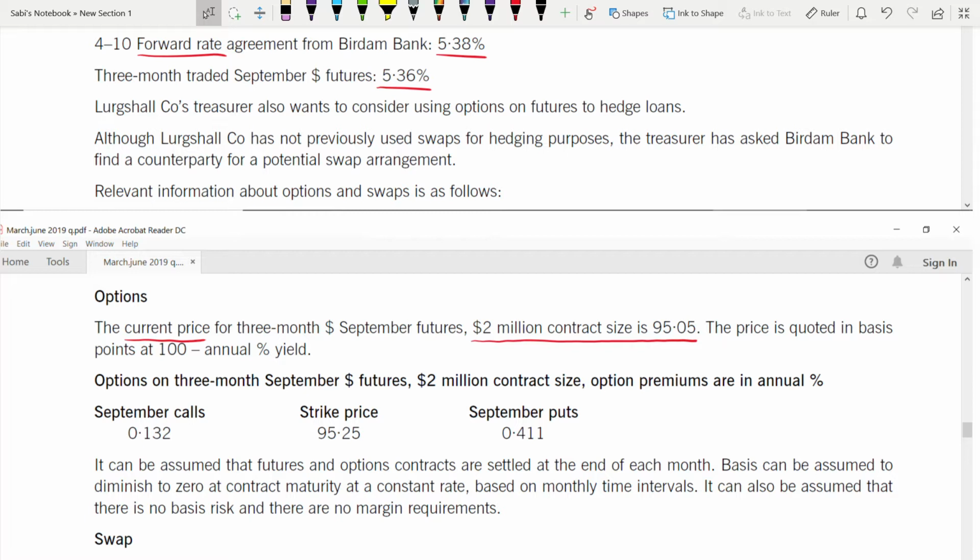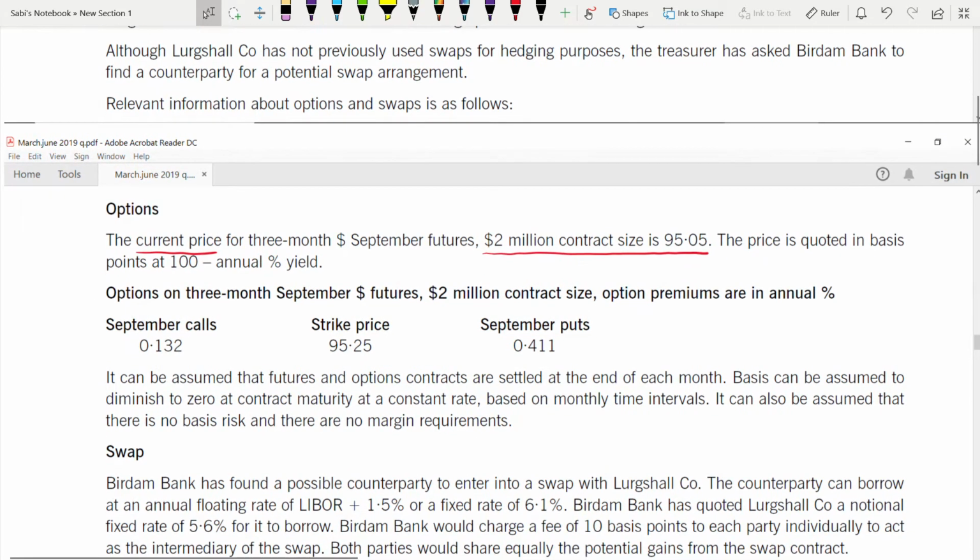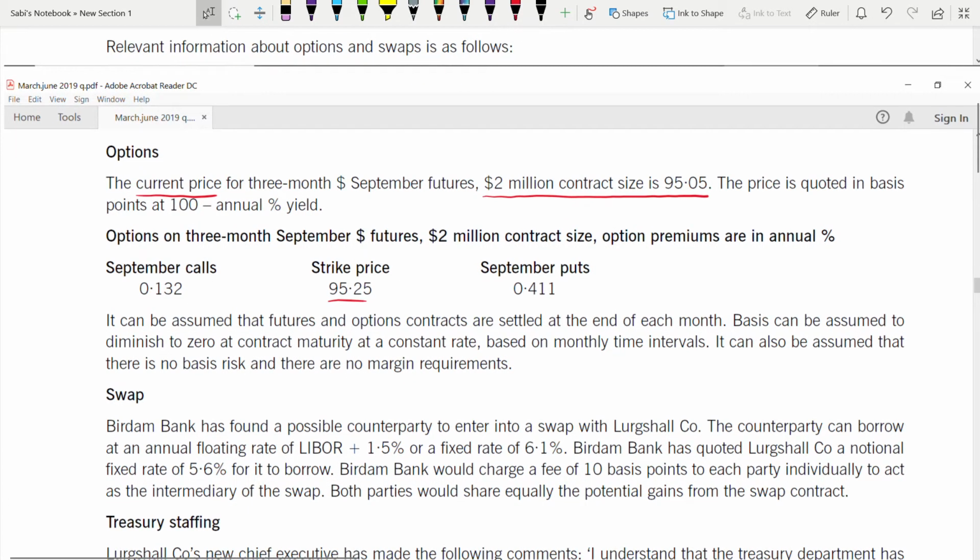Okay. Here you are not given different months. Usually we are given 2-3 months and we have to decide which month, and we also have to decide call and put. Here only one date, it is September only, but you have to decide whether it's call or put. Okay. So option on 3-month dollar future, option premium and annual percentages. This is your exercise price, the strike price, and the other two, 0.132 and 0.411, are your premium. It can be assumed that futures and option contracts are sold at the end of each month. Basis can be assumed to diminish to zero at contract maturity at a constant rate based on money time intervals.